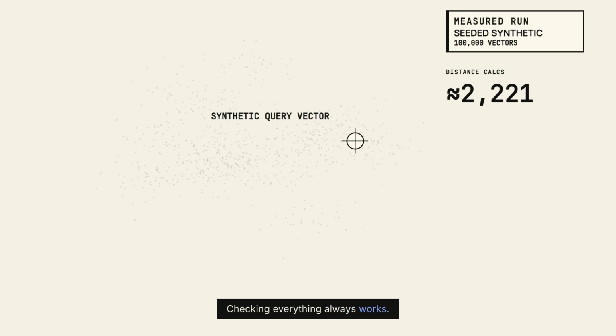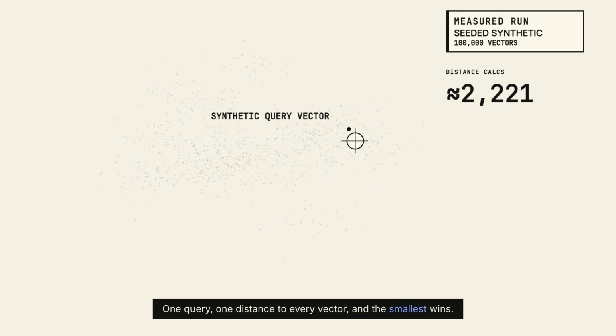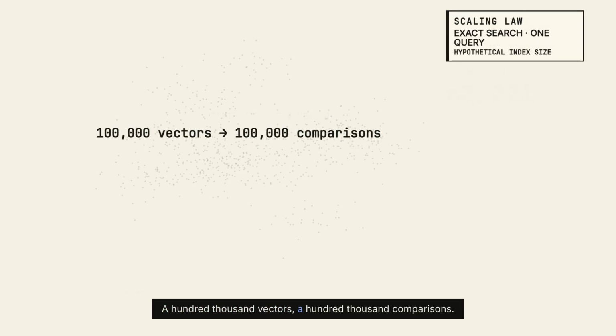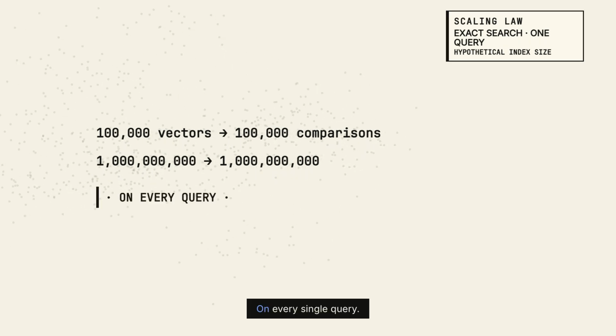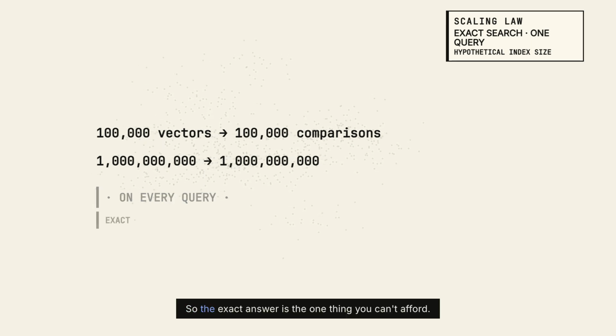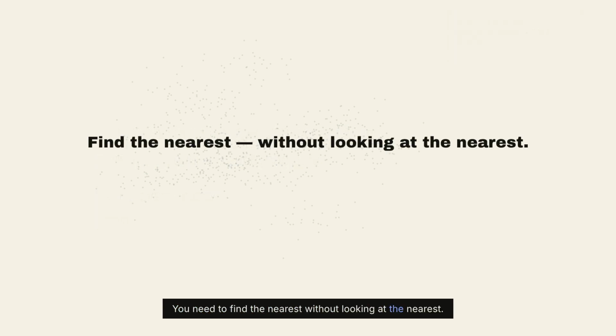Checking everything always works. One query, one distance to every vector, and the smallest wins. It never misses. But it doesn't scale. 100,000 vectors, 100,000 comparisons. 1 billion vectors, 1 billion. One on every single query. So the next answer is the one thing you can't afford. You need to find the nearest without looking at the nearest.